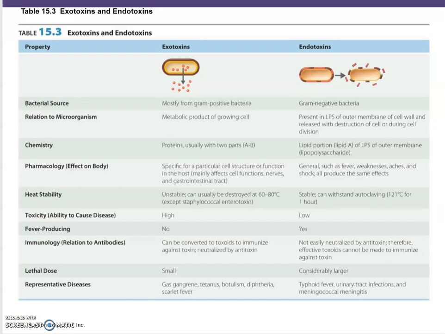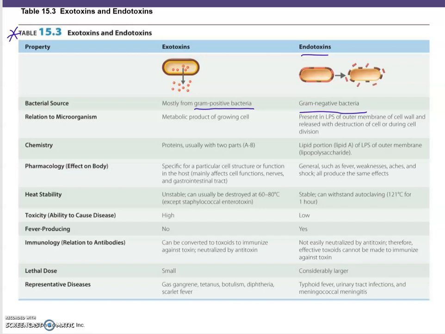Here's a table that summarizes exotoxins and endotoxins. Be sure to study this table. This is actually pretty important, and it's a really nicely done summary of endo versus exotoxins. So exotoxins, the bacterial source would be gram-positive bacteria, and for endotoxins we have gram-negative bacteria.